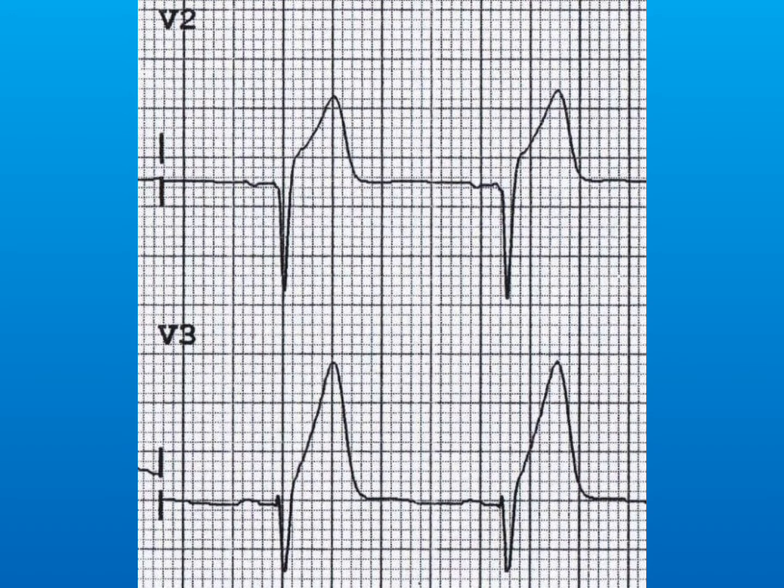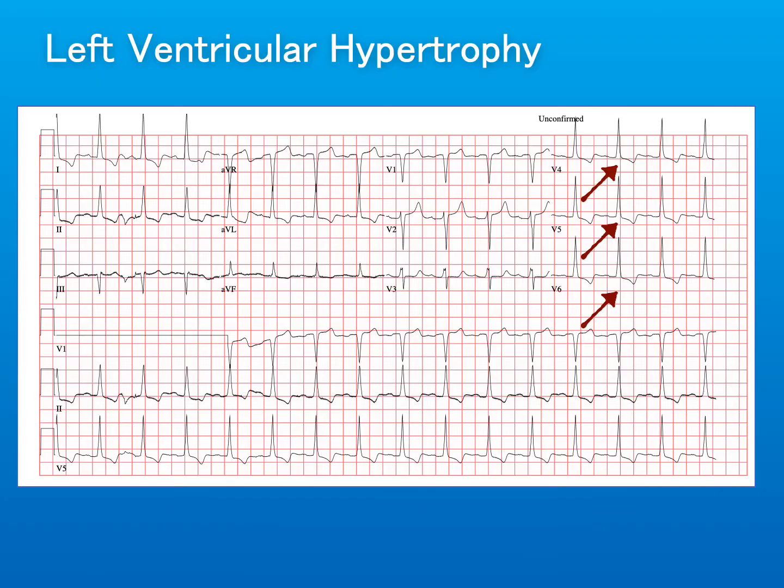So moving on to T-wave inversions. A T-wave inversion is the presence of a negative T-wave deflection in a lead where the QRS is predominantly positive, or you have a predominant R wave. So in the case of V1 or aVR, where you would usually have a negative QRS complex, a negative T wave is not a T wave inversion.